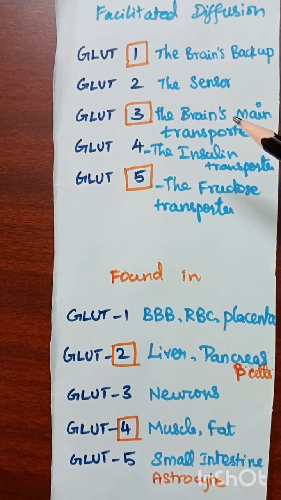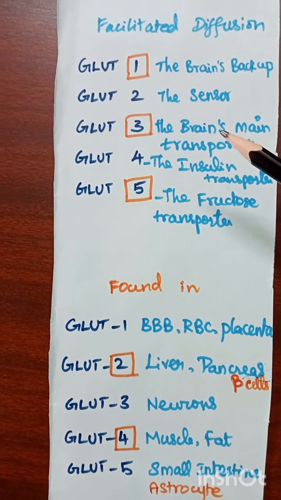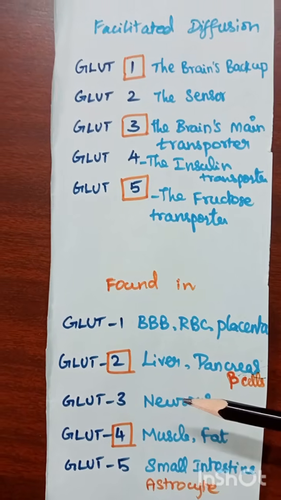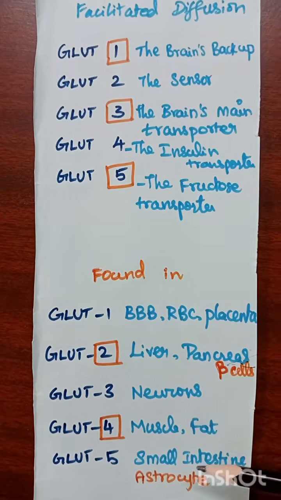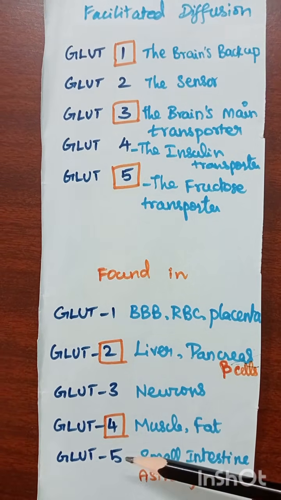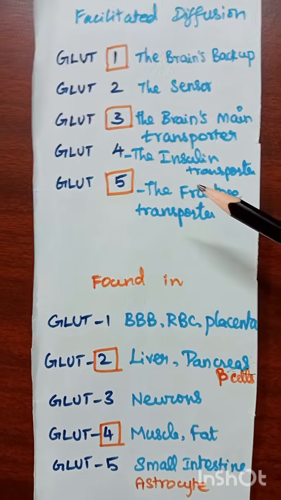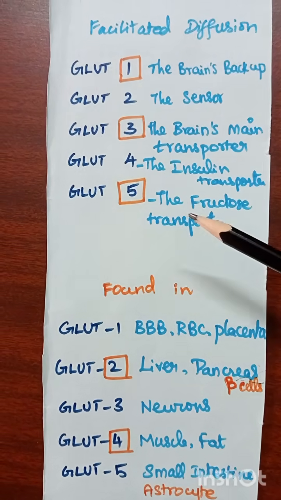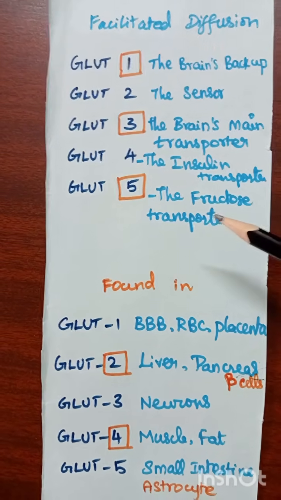And in the brain, the glucose uptake by the neurons is through GLUT 3, and glucose uptake by the astrocytes, the glial cells, is through GLUT 5. And fructose 5. So GLUT 5 is the fructose transporter.